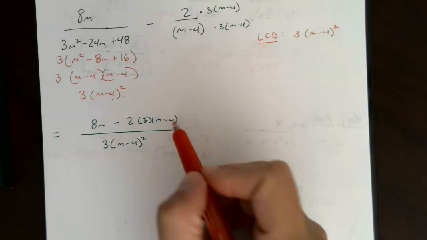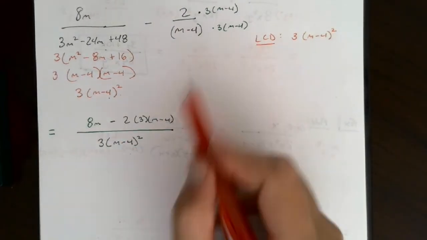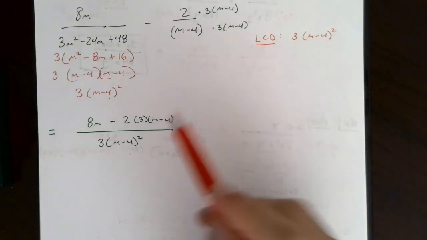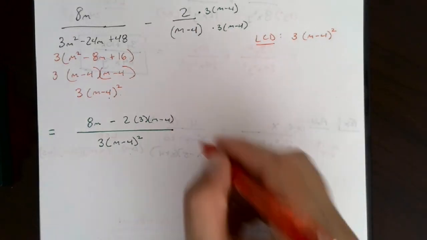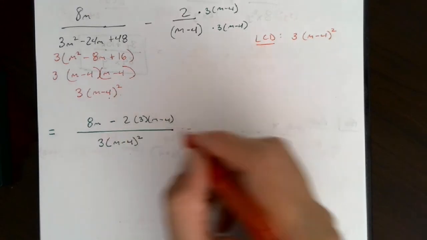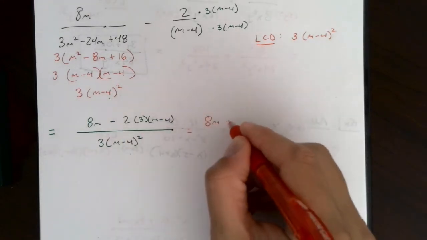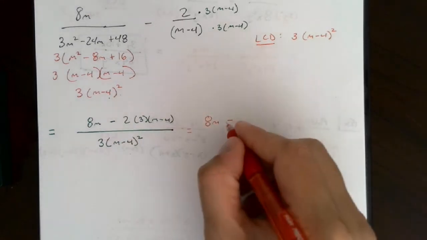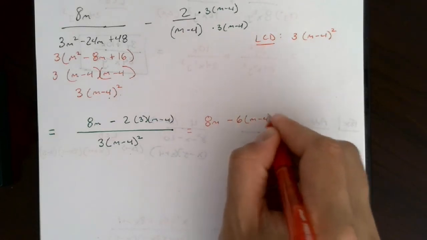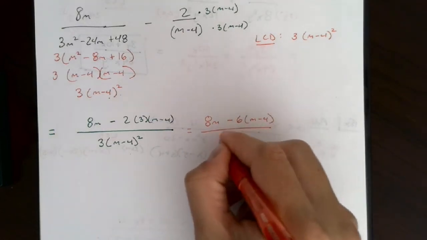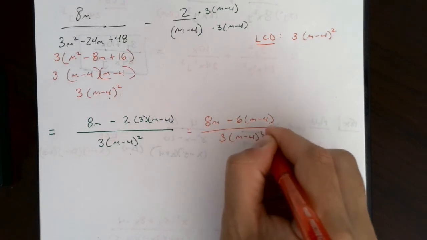So that's rewriting the second fraction over the common denominator, right? So it's a rewrite of the second fraction. Once you've done this, we're going to simplify in the numerator. So I get 8m minus, just do the 2 times 3 first, so it'll be minus 6 times m minus 4 over 3 times m minus 4 quantity squared.